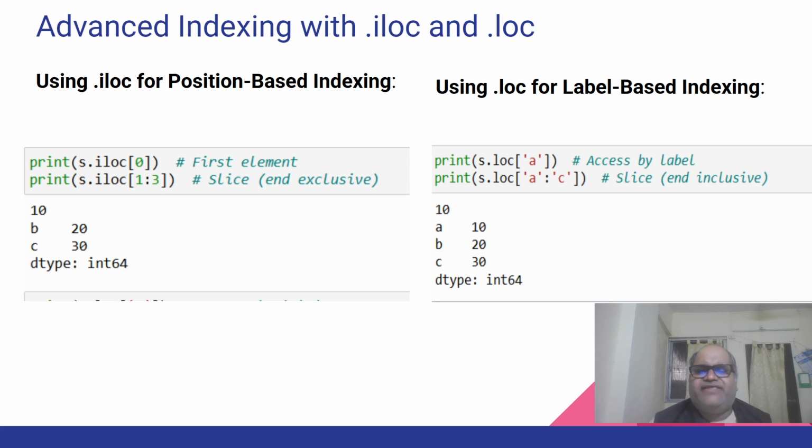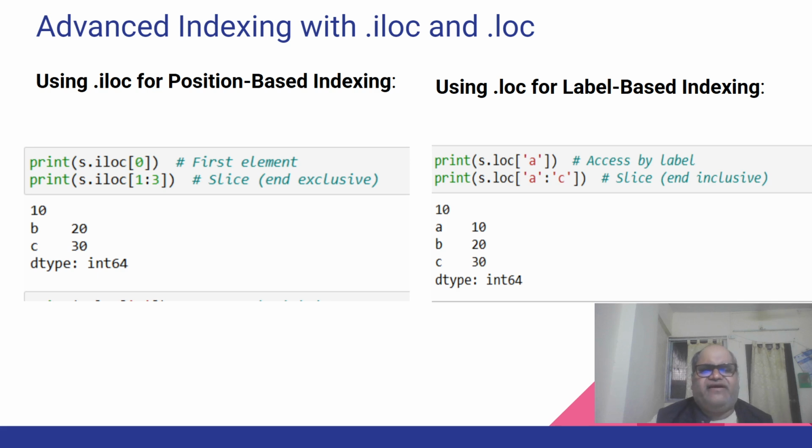When you look at access by label with loc, again it is pretty similar. Here the end is inclusive. So if you print your data from S.loc['A':'C'], you'll see this output, as you can see in the frame below. We will visit iloc and loc again when we are talking about data frames.